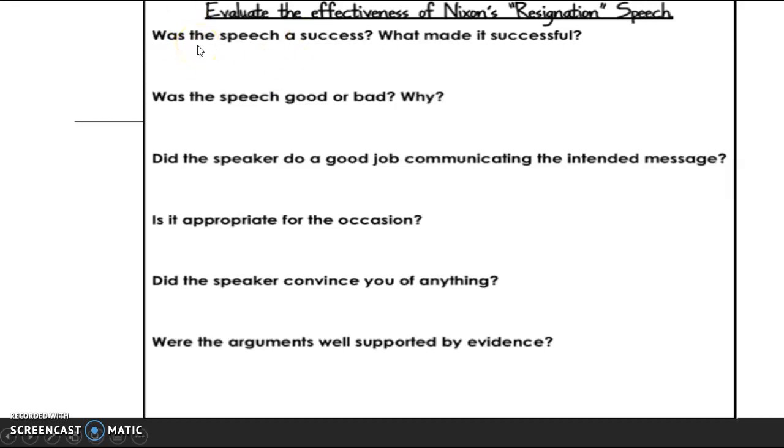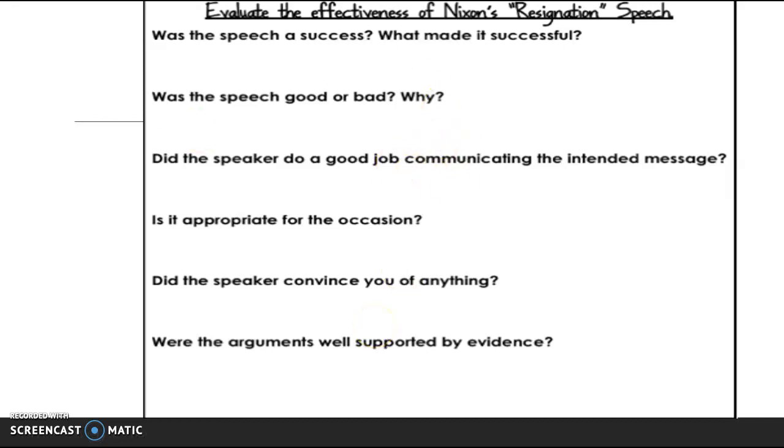Okay, so was that speech successful? And if so, what made it successful? Do you think the speech was good or bad? And why? What made it good or what made it not good? Did the speaker do a good job communicating his intended message? Is it appropriate for the occasion? And did the speaker convince you of anything? Were the arguments well supported by evidence?